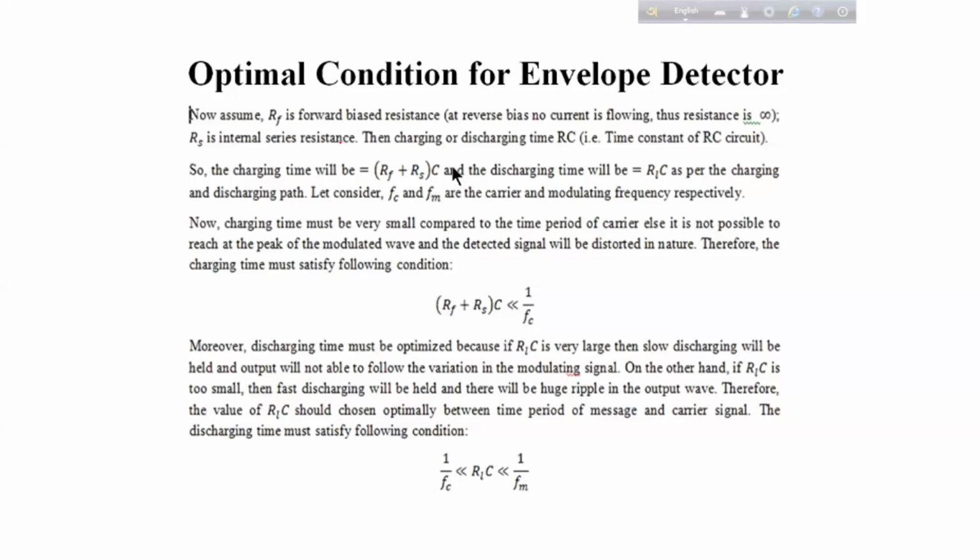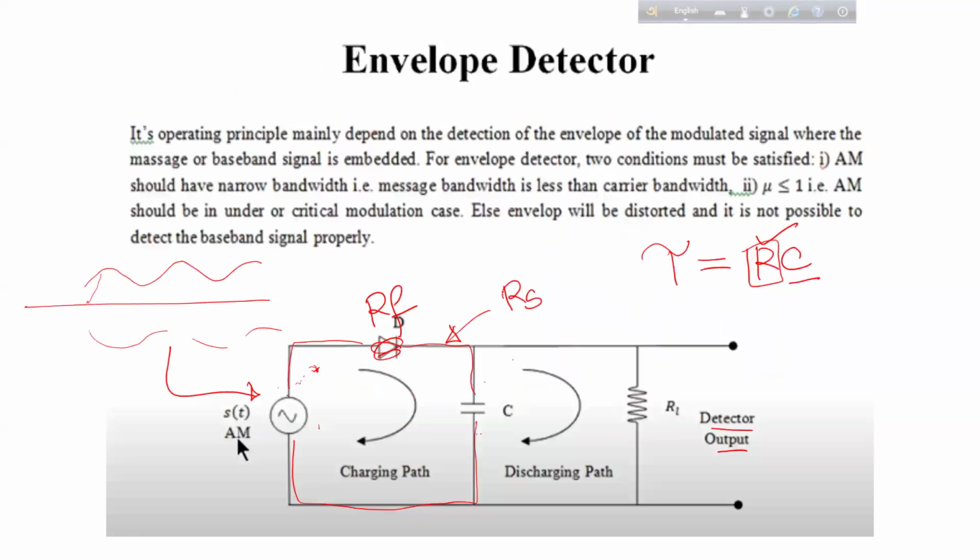So here we get two resistances. One is RF, the forward bias resistance, and one is RS, which is very minimal, very low, the internal resistance of the circuit. So in the charging path, we get tau equal to (RF plus RS) times C. This is our total charging time. So the charging time depends on RF, RS and C.